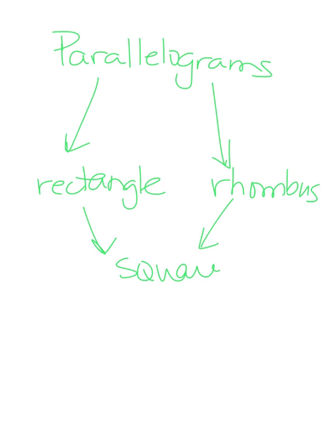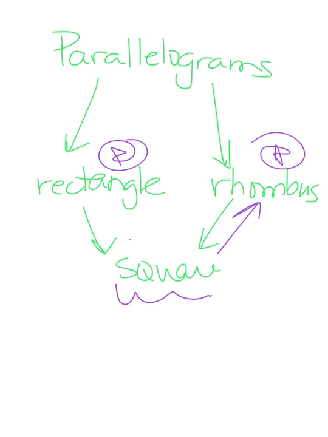Now, before we get into more detail, we have to remember that parallelograms are quadrilaterals that have opposite sides parallel. When we're looking at parallelograms, we have some special types. The first two are rectangles and rhombuses, and they're going to have certain properties that go along with them. A square is both a rhombus and a rectangle, so it's going to share the properties of both of these types of special parallelograms.